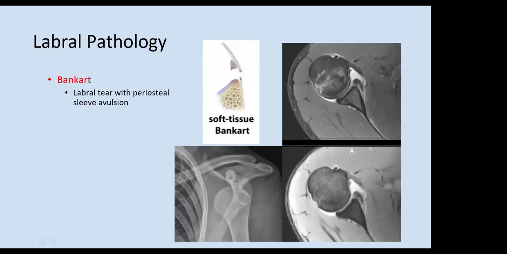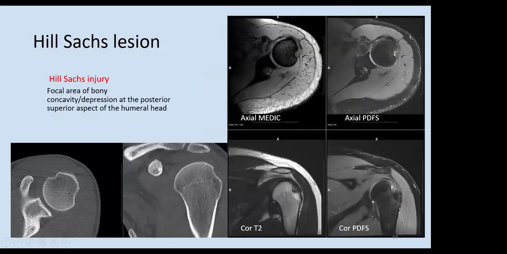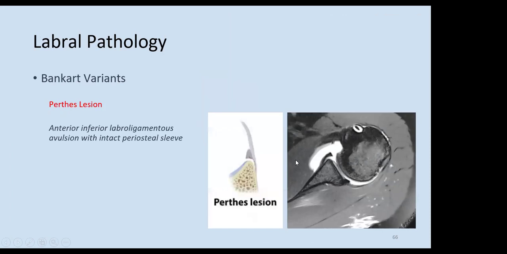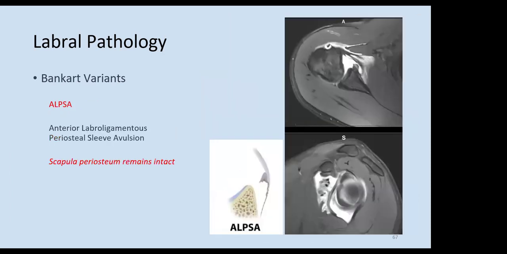For here, for example, see the periosteal sleeve is avulsed from the scapula. So that's the definition of Bankart, and that's how we differentiate Bankart from Perthes. In Perthes, the periosteal sleeve remains attached to the scapula. So that's a Perthes lesion. For the ALPSA, it is actually medialization of the labral fragment here.